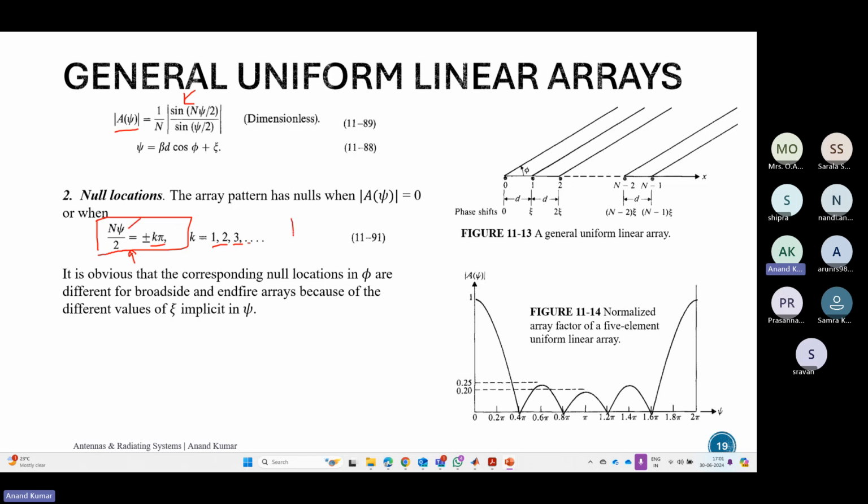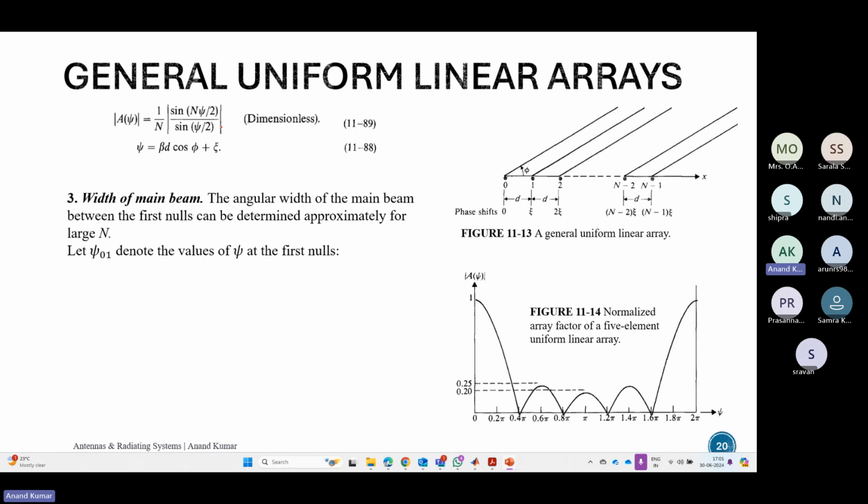and we cannot further simplify this because the psi itself is dependent upon beta d cos phi plus xi values. So based on broadside or end fire, we will get the expressions for this xi value, and then we can calculate. So we have the null locations with us. We just need to make the numerator 0.